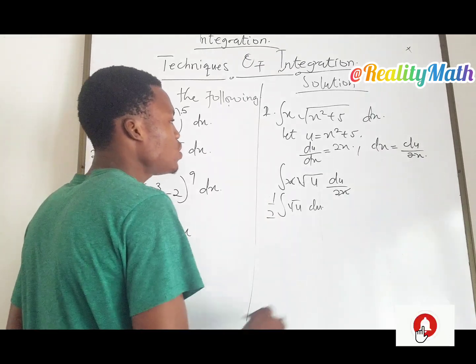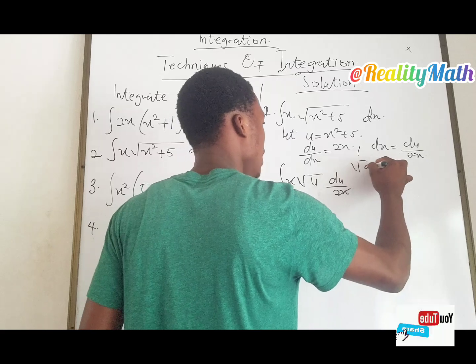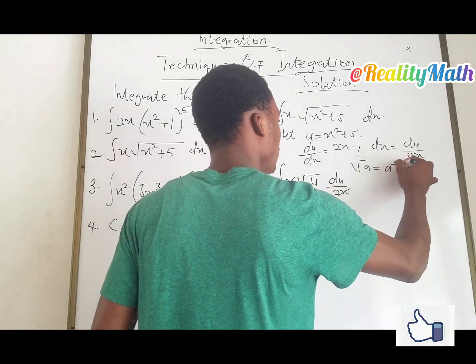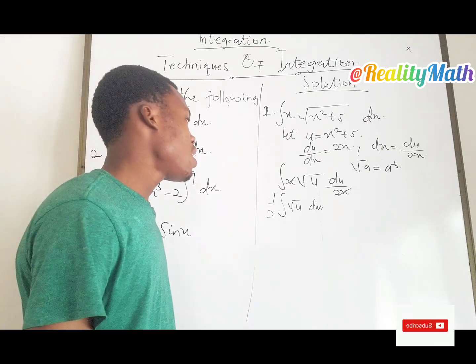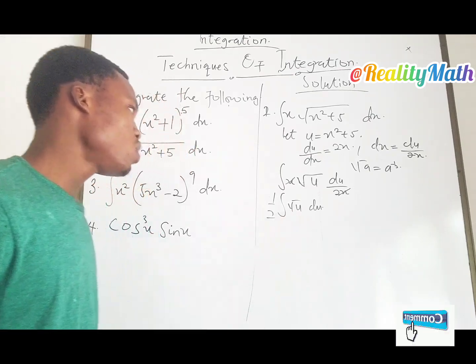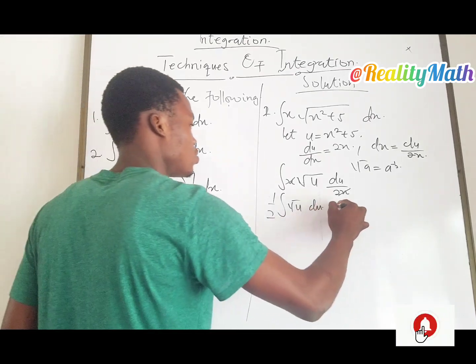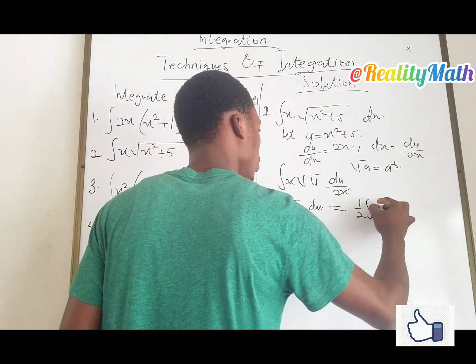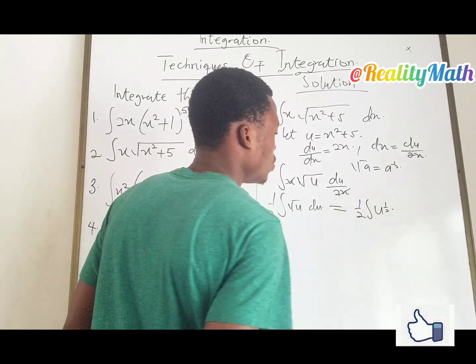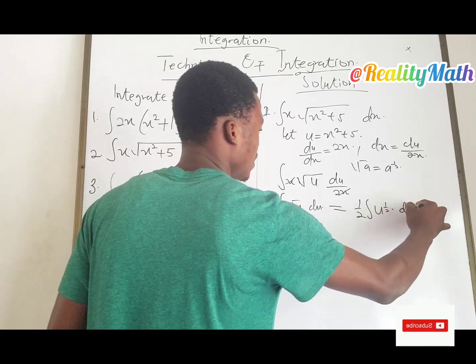So here we know that the root of any number a is the same as a to the power half. So if the root of a is the same as a to the power half, we can now rewrite this to what? Half integral of u to the power half. So now let's integrate this and see.